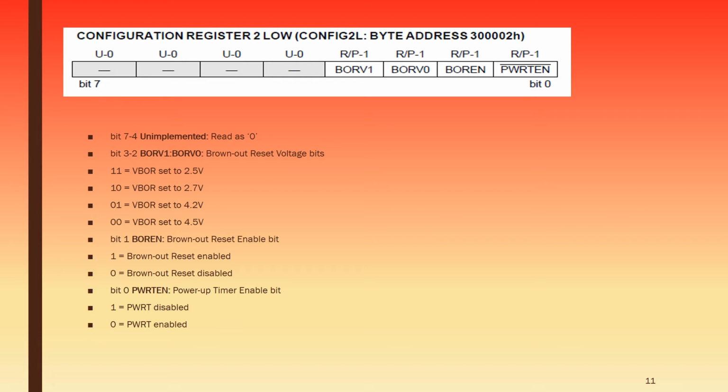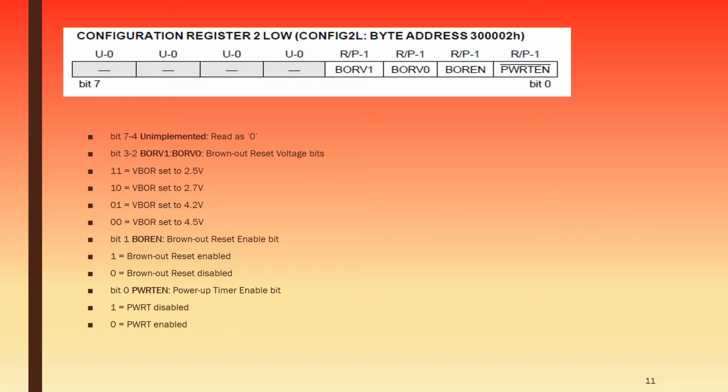The configuration combination is, if it is 11 then the brownout reset voltage is approximately 2.5 volt. If it is 10, then the voltage is set to 2.7 volt. Then 01 is 4.2 volt, and 00 is brownout reset voltage of 4.5 volt. So it is looking after the mechanism of brownout reset.